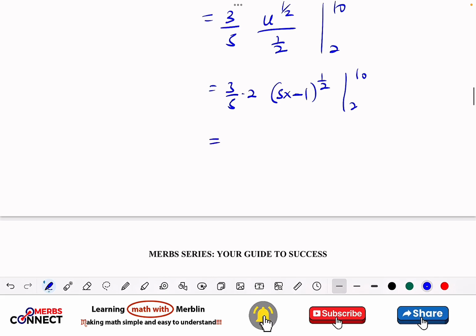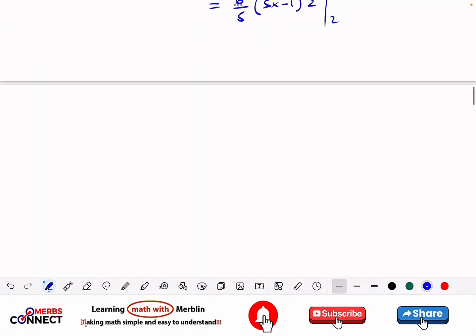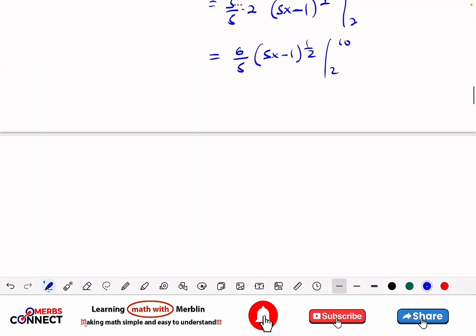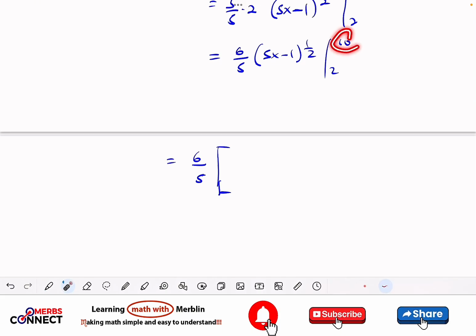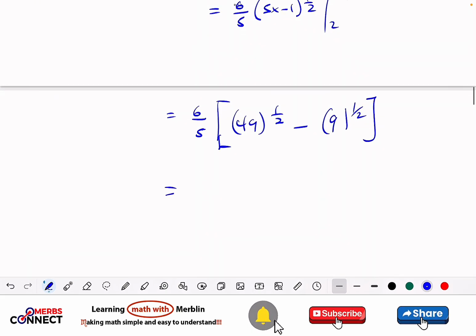And then this is going to give us 6 divided by 5 times 5x minus 1 to the power 1 over 2, from 2 to 10. So what I can do here is just do substitution, and let's see what we are going to get at the end of the day. Plug in 10: we are going to have 6 divided by 5, big bracket. When I plug in 10 here, this is going to be 50 minus 1, which is 49, so 49 to the power 1 over 2, minus plug in 2. This is going to give us 9, so this is going to be 9 to the power 1 over 2, now 6 over 5 of this.